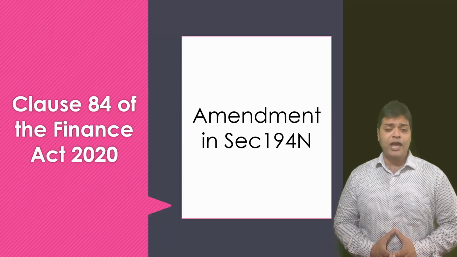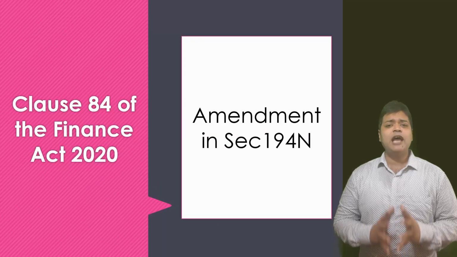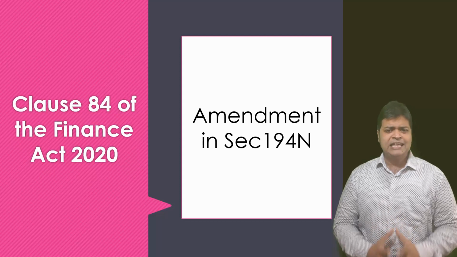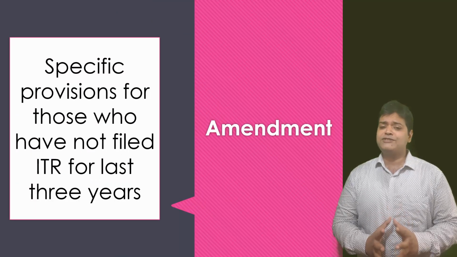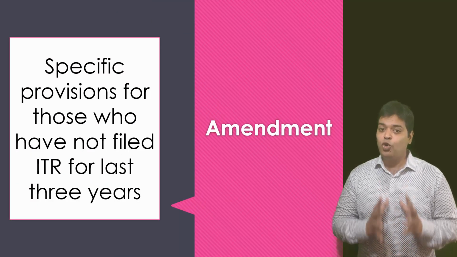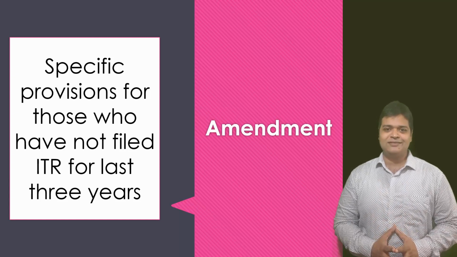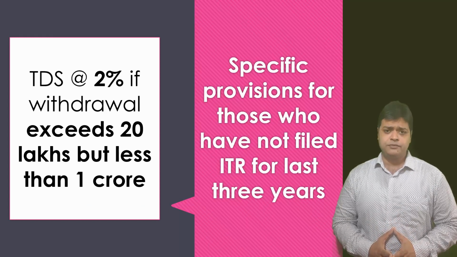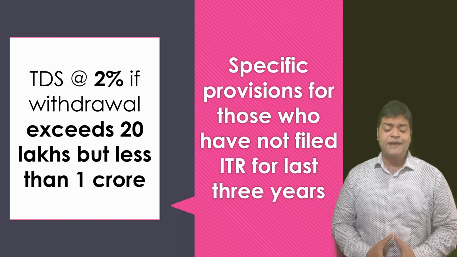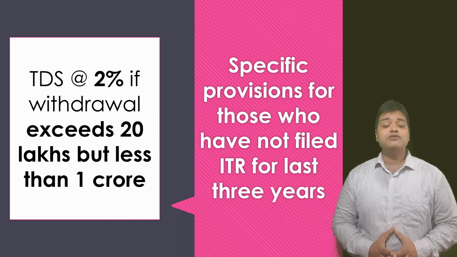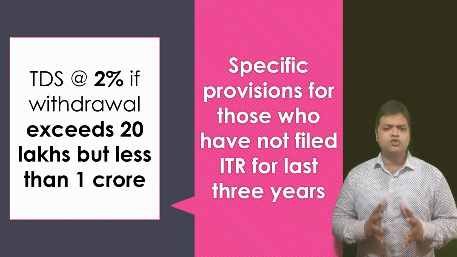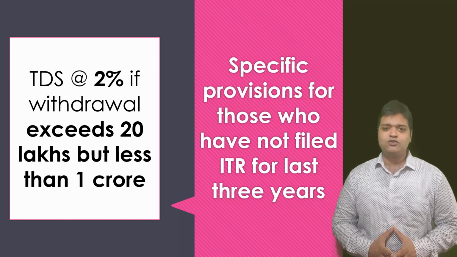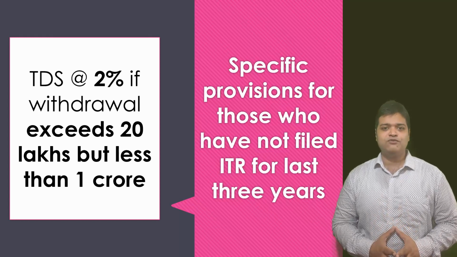However, Section 194N of the Income Tax Act has been amended by Clause 84 of the Finance Act 2020, and specific provisions have been made for cash withdrawals by those who have not filed their income tax returns in last 3 financial years. It says that TDS at the rate of 2% shall be deducted if the recipient, that is the person who is making withdrawals from bank, has not filed his returns for 3 years and withdrawal during the year exceeds rupees 20 lakhs but less than rupees 1 crore.